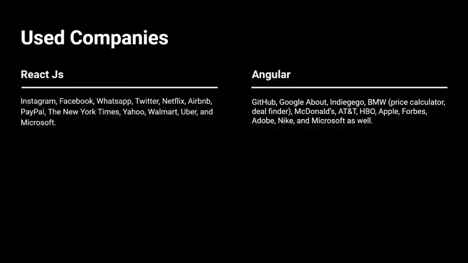And used companies. What companies use React.js and Angular? Everybody knows React.js is built by Facebook and Angular is developed by Google. Under Facebook we have Instagram and WhatsApp, all applications using React.js, and also Twitter, Netflix, Airbnb and so on. Angular is used by GitHub, Google, BMW, McDonald's, Apple, Forbes, and Adobe. So both sides have big companies using React.js and Angular for their specific needs, as I said previously.